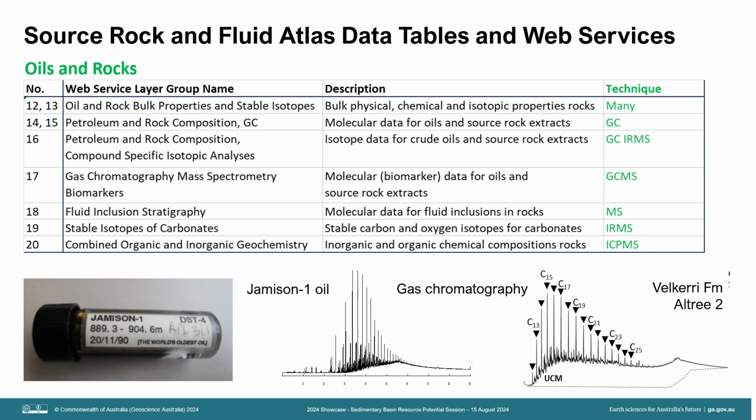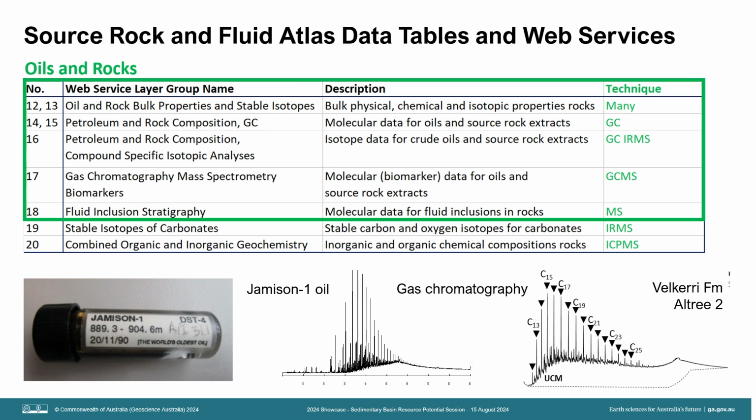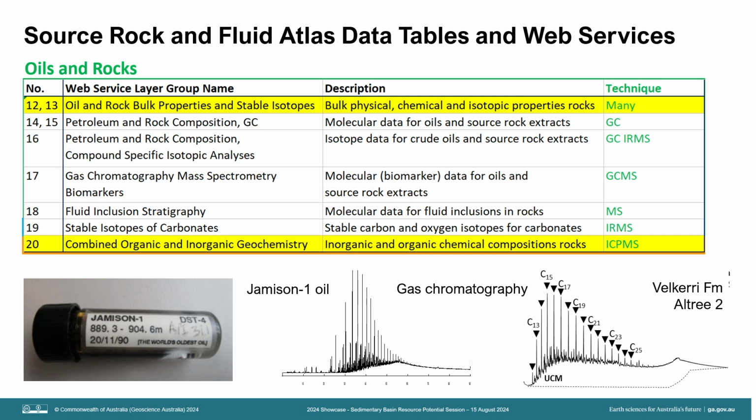We have 5 tables that contain bulk, molecular and isotopic data for oils, source rocks and fluid inclusions. There is a separate table with the carbon and oxygen isotopes for carbonates. And we have a table where organic and inorganic geochemistry have been combined. So for my last 2 case studies, I'm going to show you the API gravity property from the oil and rock table, followed by an example using the combined organic and inorganic geochemistry.